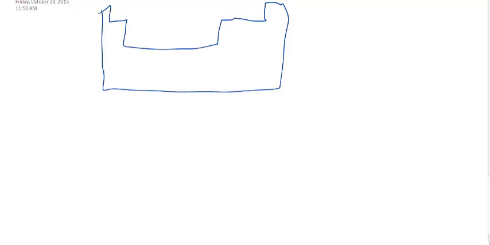So we have talked in previous units about this crazy thing. Let's see how quickly I can draw it. What is that? It's a castle. No, it's a periodic table. It's like playing Pictionary. I love it.